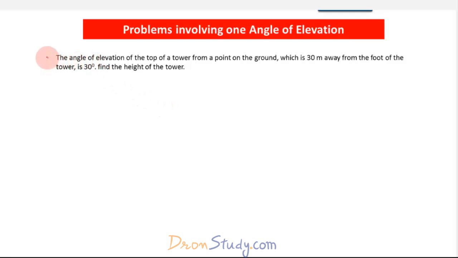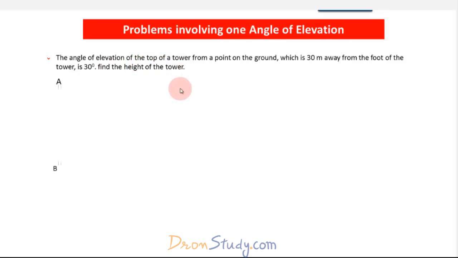The first question is: the angle of elevation of the top of a tower from a point on the ground, which is 30 meters away from the foot of the tower, is 30 degrees. Find the height of the tower.